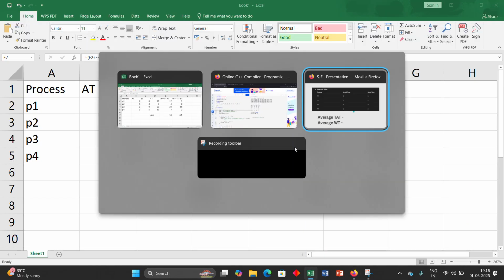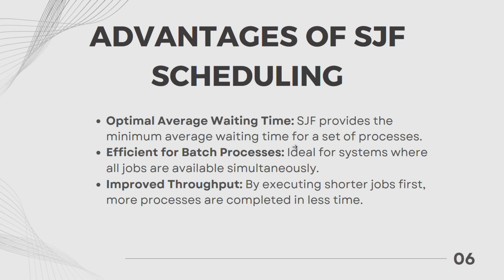So now let's look at the advantages of shortest job first scheduling algorithm. It ensures that the average waiting time should be minimum for a set of processes, meaning it gives optimal average waiting time. It is efficient for batch processing. Batch processing is ideal for systems where all jobs are available simultaneously. And it has improved throughput by executing shorter jobs first. More processes are completed in less time.